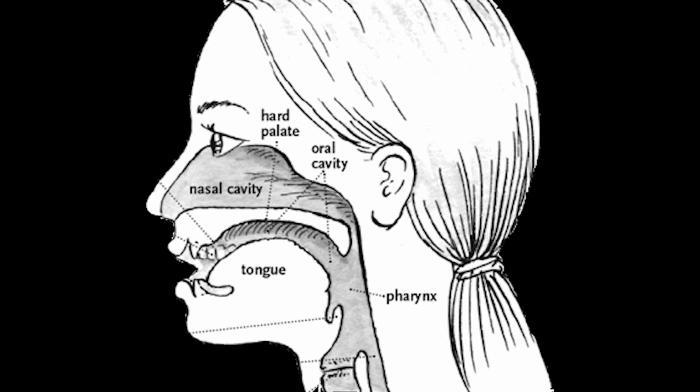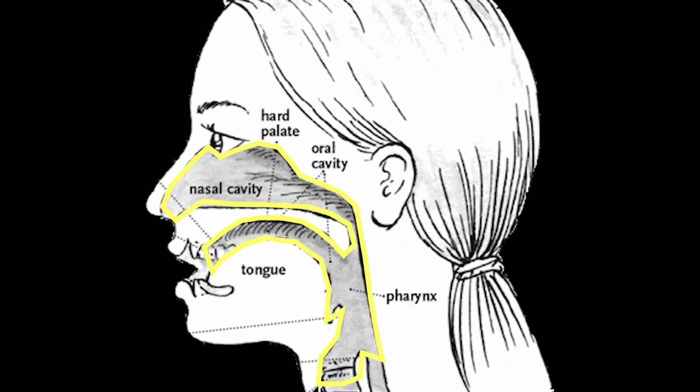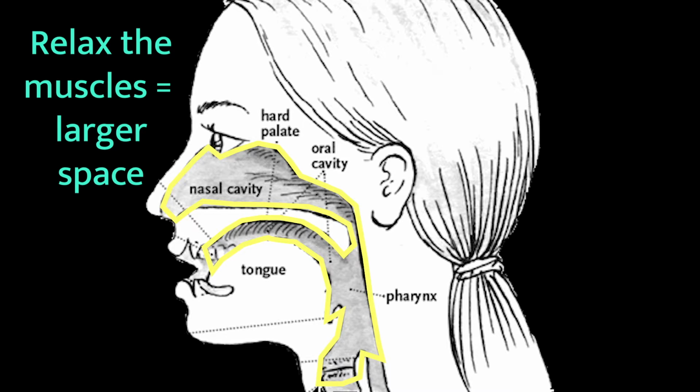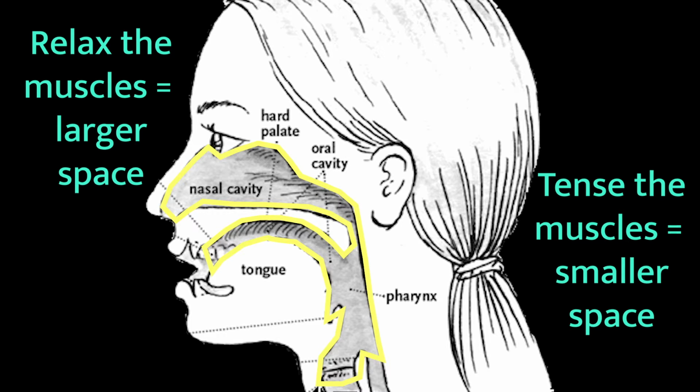Well, you used the muscles of the mouth to pull the mouth open or to contract the mouth smaller. Just like the mouth is surrounded by muscles, so is the inside of the nose and the inside of the throat. So think of these open spaces as being surrounded by thin layers of muscles. You can make the spaces larger by relaxing the muscles and opening them up. Or you can make the spaces smaller by tensing the muscles and making them contract.